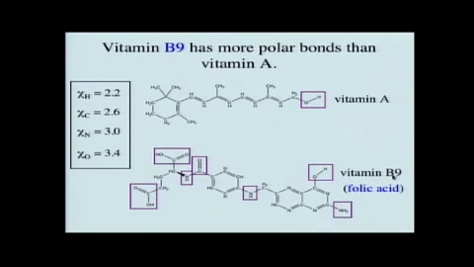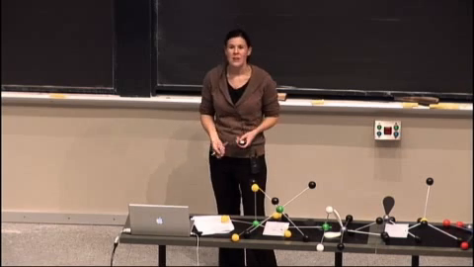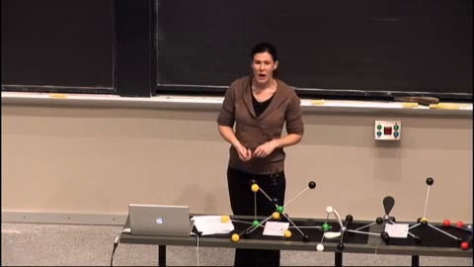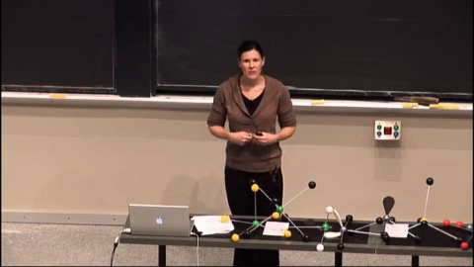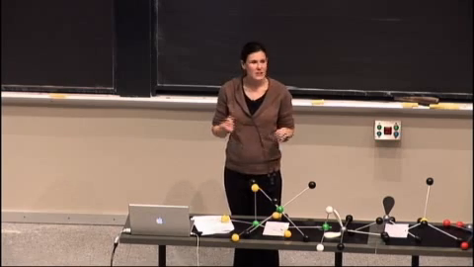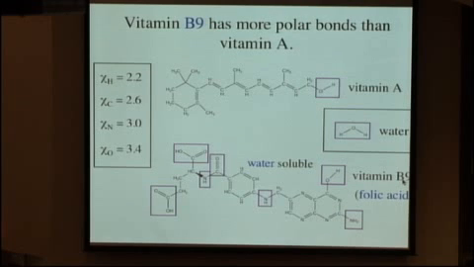Remember, the C-H bond we're not calling polar covalent because it only has an electronegativity difference of 0.4 between the two atoms. So what we know is that vitamin B9, folic acid, is more polar. Remember, we also just said that water is polar. So would we say that B9 is water or fat soluble? It's going to be water soluble. Everyone knows the saying, like dissolves like. B9 is going to be very water soluble.